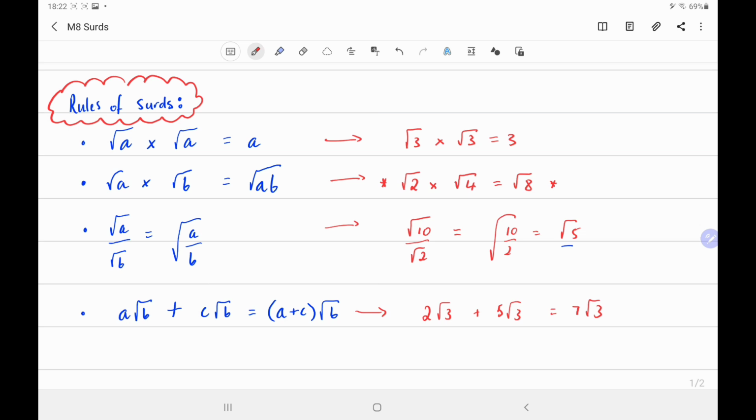Fourth one looks complicated, but if I just read it out, a root b plus c root b, and that's what it's equal to. I think it's easier if you just look at the example. So 2 root 3 plus 5 root 3, they are both in terms of root 3. So you have 2 and then you add on another 5. So you just collect like terms, just like in algebra, 7 root 3. So there are the rules, let's apply them.